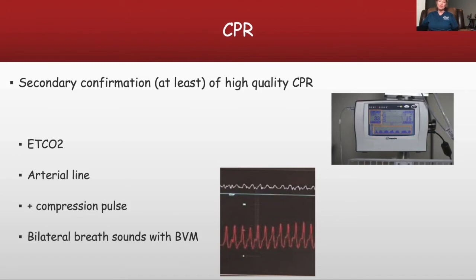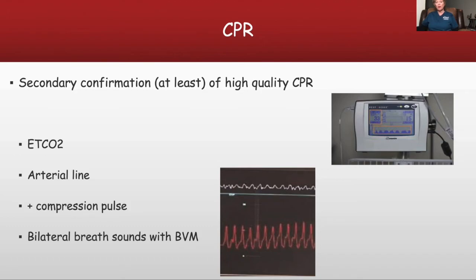You might have an arterial line, and you'll notice you see a nice waveform in the arterial line, meaning that's a radial art line. Every time you do compressions, it's detecting blood flow. That's good CPR. So always verify that you're giving high quality CPR.